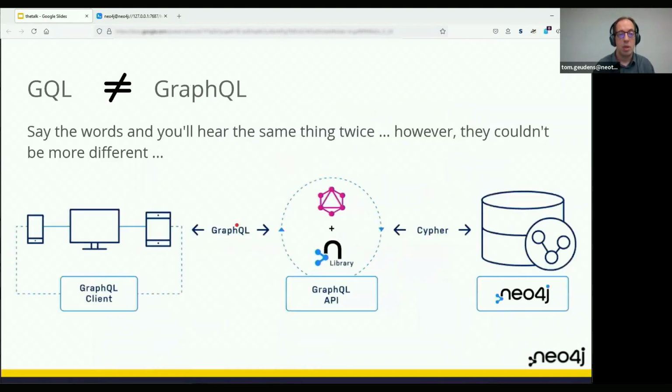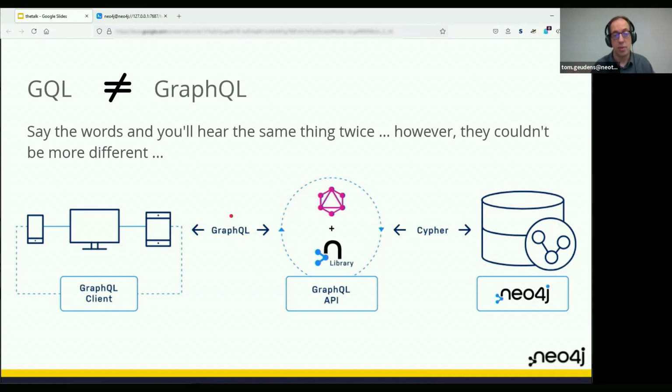So we have to help a myth out of the world here. I just said GQL stands for Graph Query Language, and it does. But there already is an acronym, and you mentioned it just a few moments ago, which is the same thing, Graph Query Language, GraphQL. Those are two different things. So Cypher GQL is a query language for a property graph database.